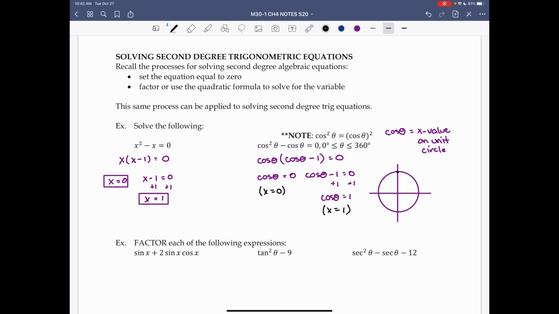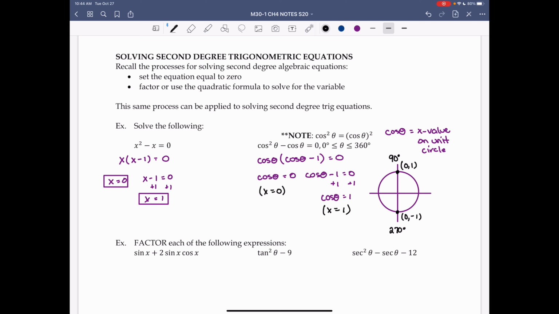There's 2 points. We have the y-intercept of (0, positive 1). What's the angle measure at that point? It is 90 degrees. Then we also have x equals 0 at the other y-intercept, which is (0, negative 1). What's the angle measure in degrees at that point? It is 270 degrees.